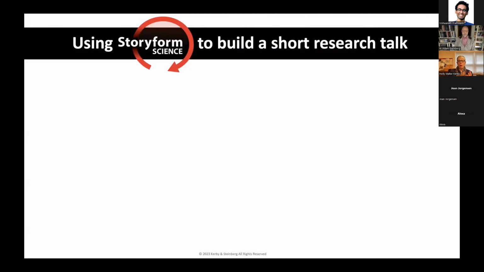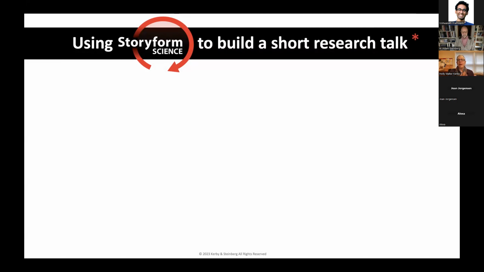So I'm going to show you how we use Storyform to build short research talks. And we generally have workshops where we have people build short research talks for a general audience. Not because that's the only kind of talk you're ever going to want to do, but if you can use these skills to build a short research talk, then you're going to be able to make a talk of any length for any audience.